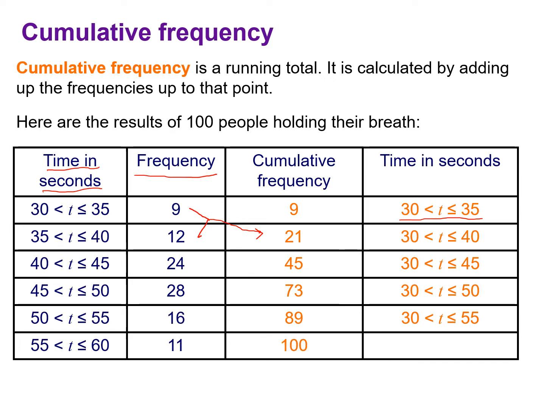And the final one is 100 people between 30 and 60 seconds. Now, it's always useful to have a little check just to make sure that you've not made a mistake with your adding up. So do always make sure the last number here that you get in your cumulative frequency column should be the same as the number of people in total that were involved in your survey or in your results. So do double check that that all adds up.